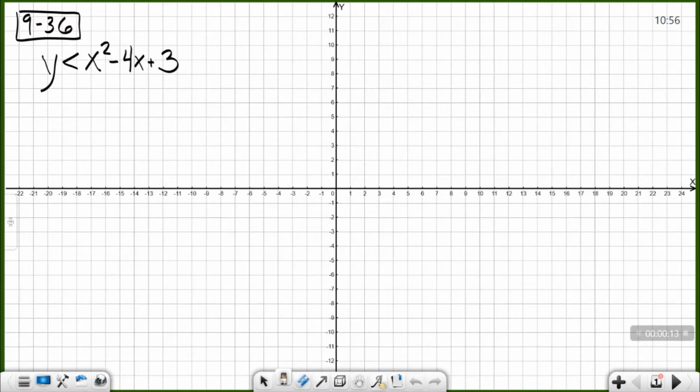When I look at the question here and it says y is less than x squared minus 4x plus 3, and they're asking me to graph it, I recognize that it's nonlinear because of this x squared right there. That's how I know I'm going to get the shape of a parabola.